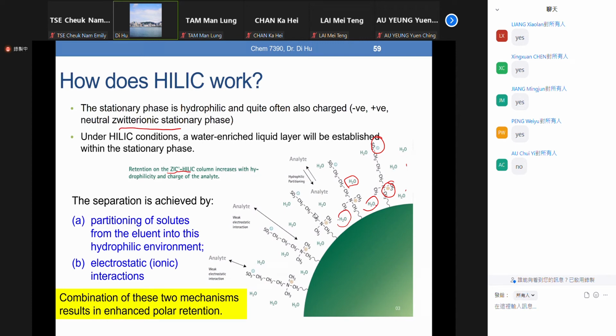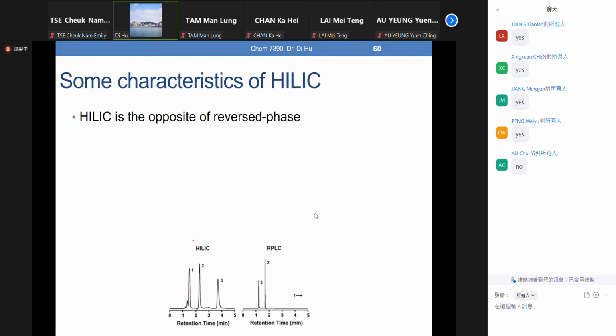And in this mechanism, the first one, both hydrogen bonding and dipole-dipole interaction are the factors that govern this kind of separation, retention.